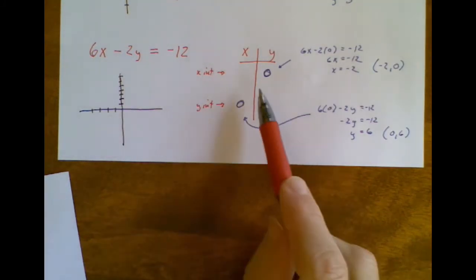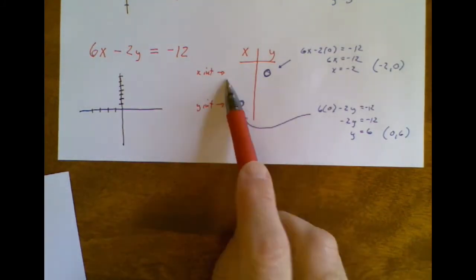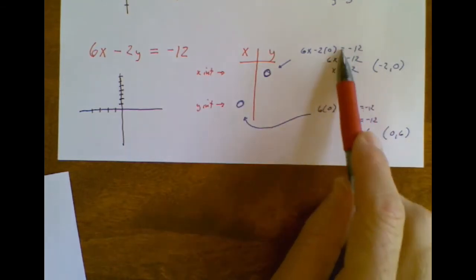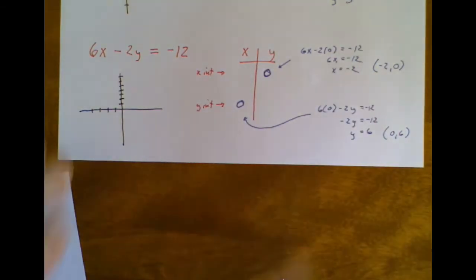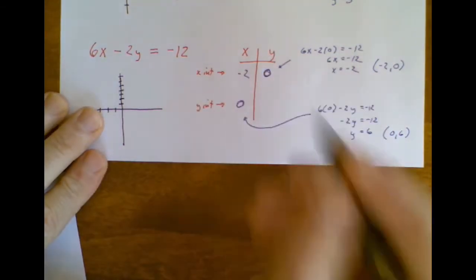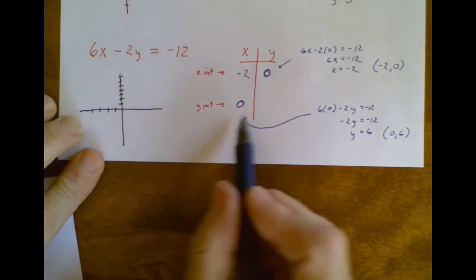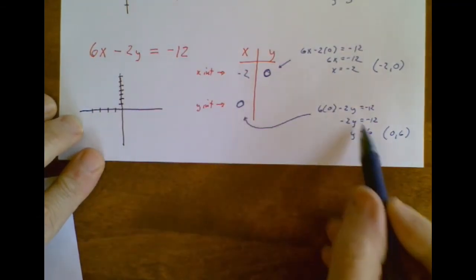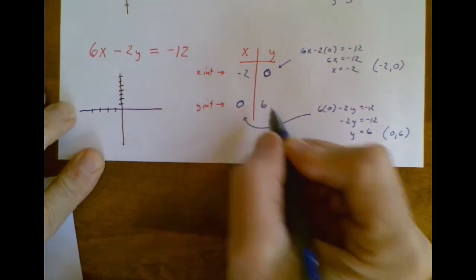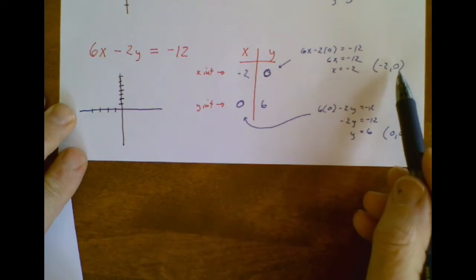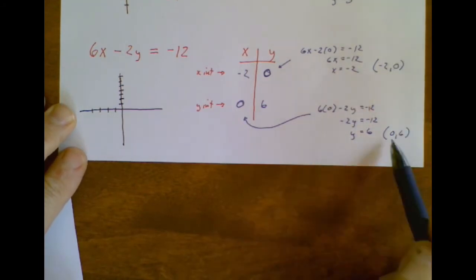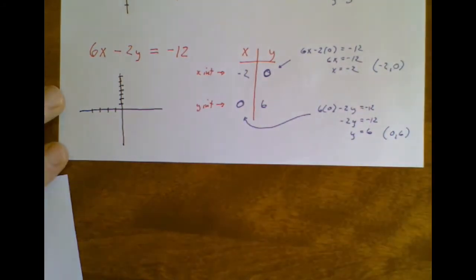Okay, so I started with my t-chart. The x-intercept has a y value of 0. By working through there, I got an x of -2. Every y-intercept has an x value of 0. By working through there, I got a y value of 6. So there is my x-intercept, there's my y-intercept. I'm going to put them on the graph.